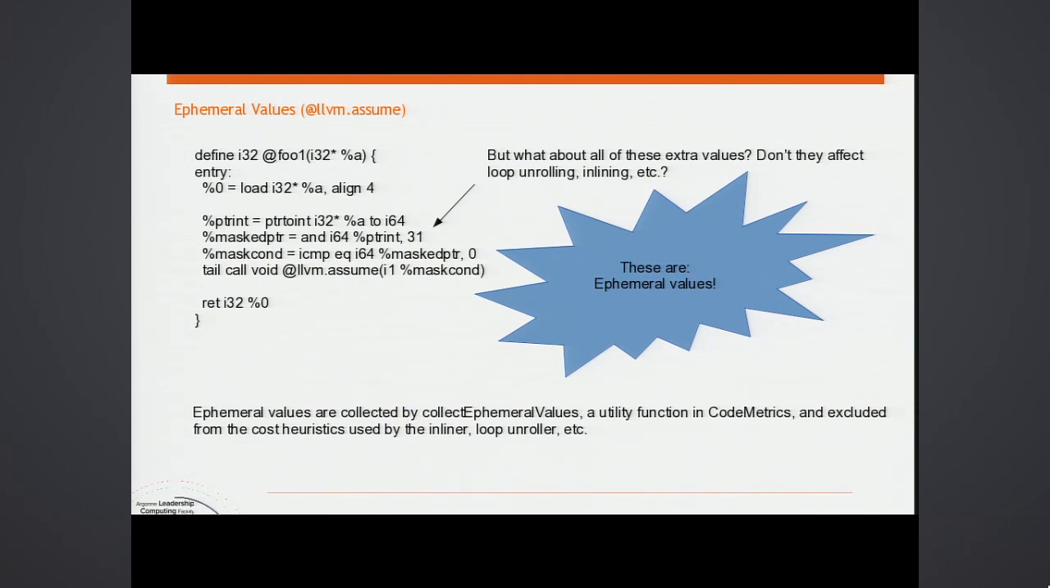So how do we deal with that? Well, we have some utility functions in code metrics called collect ephemeral values, which can operate on loops and functions and various things, depending on what kind of path you have. It depends on which overload is most convenient. But the idea is that it will collect a list of all of these instructions that are going to go away, and then you can discount them when you do your cost analysis. And the inliner and the loop unroller and several other passes appropriately deal with this now.